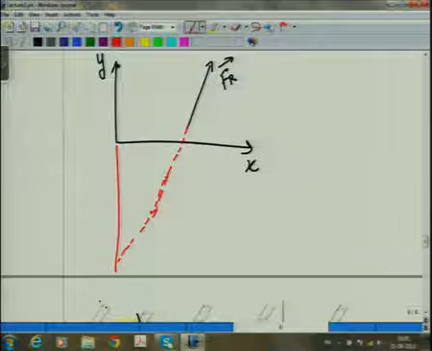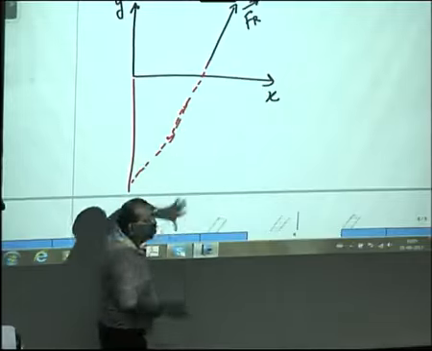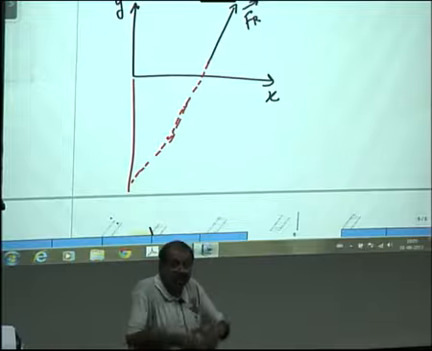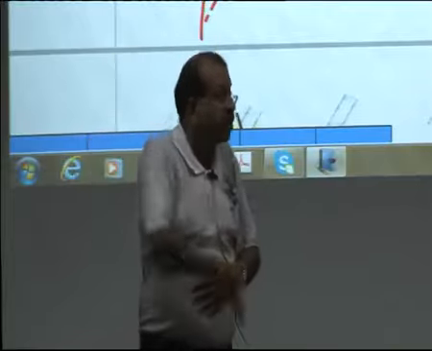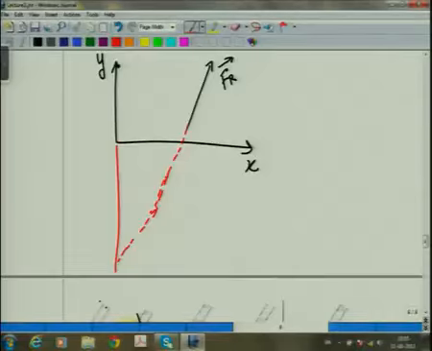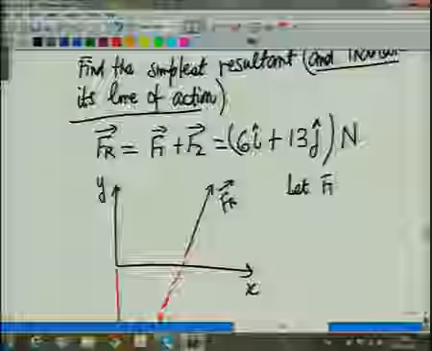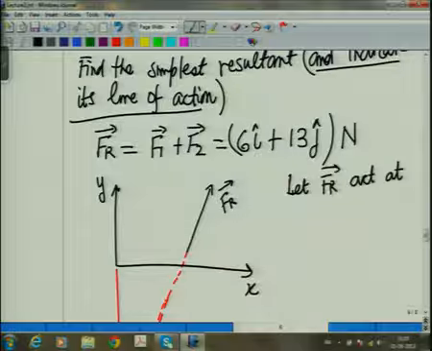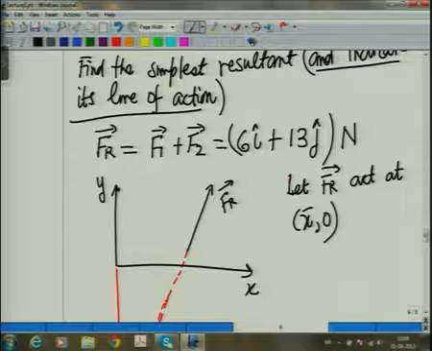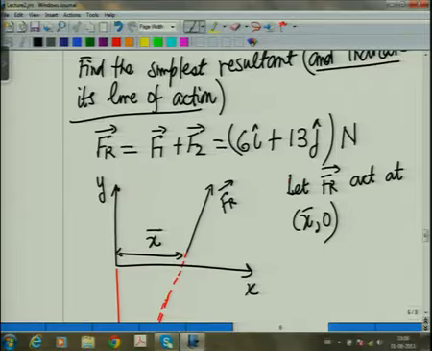So now what I can find is, either I can find the x-intercept or I can find the y-intercept, and that will give me the answer, because the line has to be the same. So therefore, to work this out, I could say let Fr act at x bar comma 0.